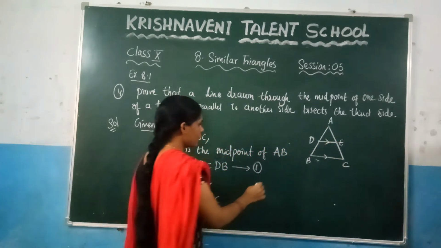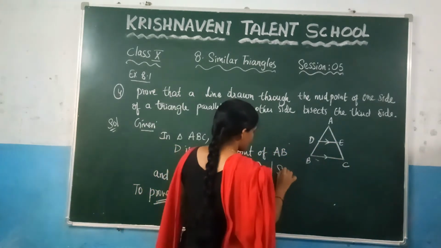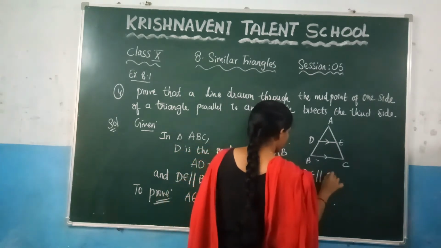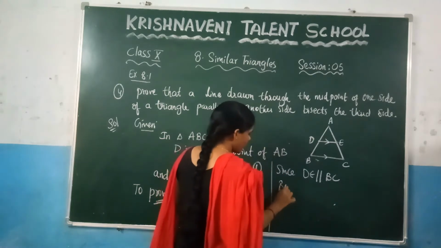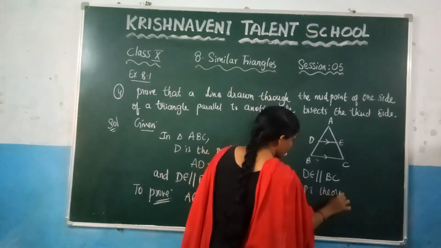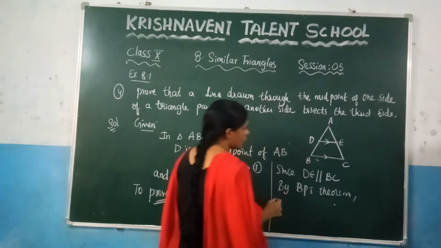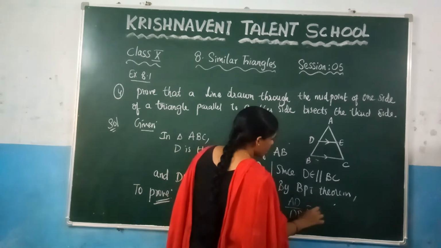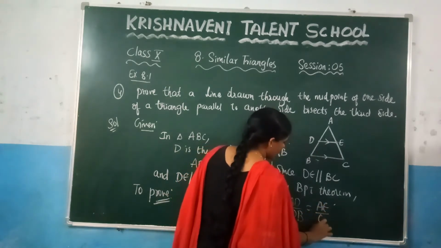So write it here: since DE is parallel to BC, by the BPT theorem, or the basic proportionality theorem, you can write that the other two sides are divided into the same ratio. That means AD by DB is equal to AE by EC.